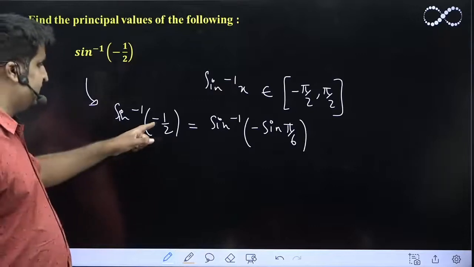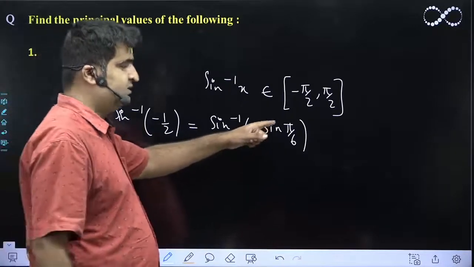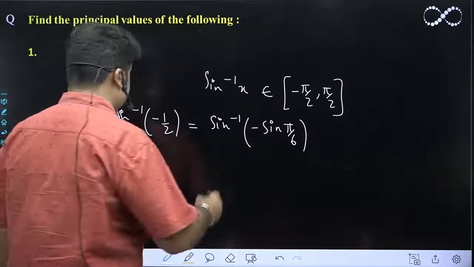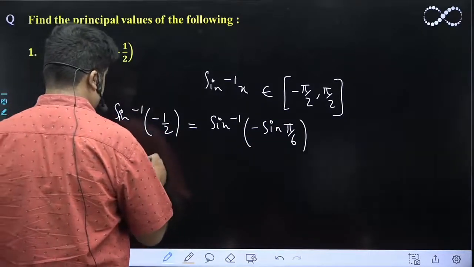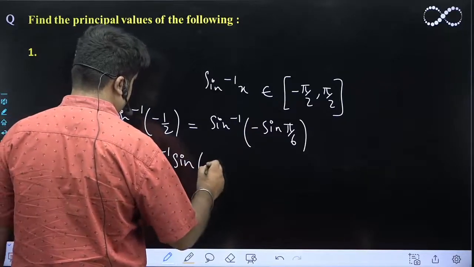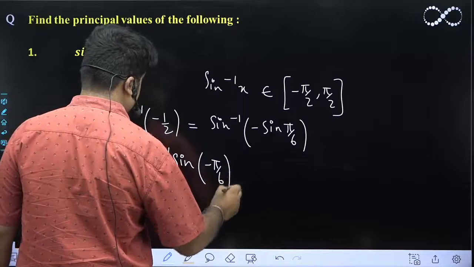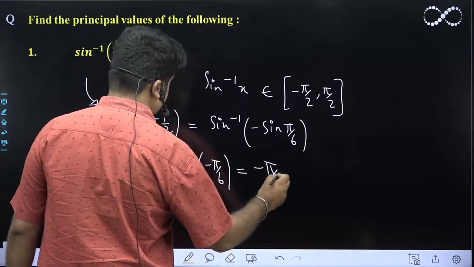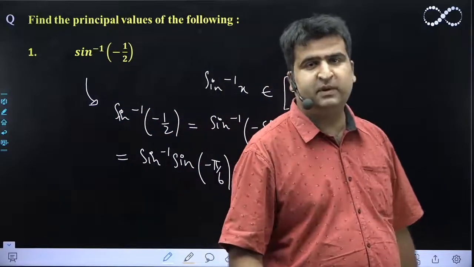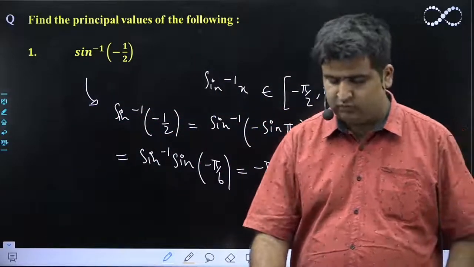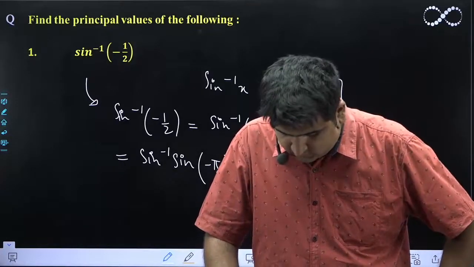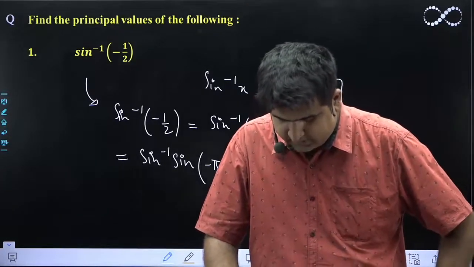Now half can be written as sine of pi by 6, which is sine of 30 degrees. So this becomes sine inverse sine minus pi by 6, which is equal to minus pi by 6, since sine inverse x lies between minus pi by 2 to pi by 2. So this is basically how we solve such questions, okay?